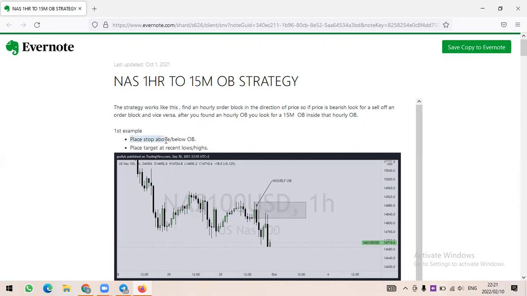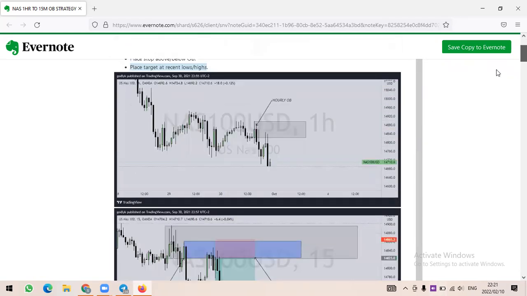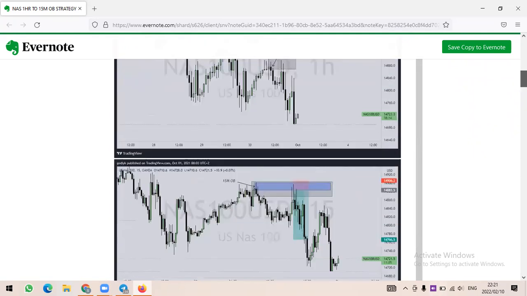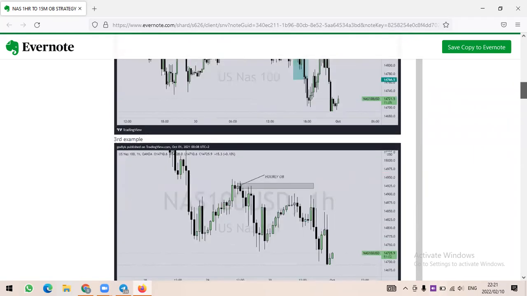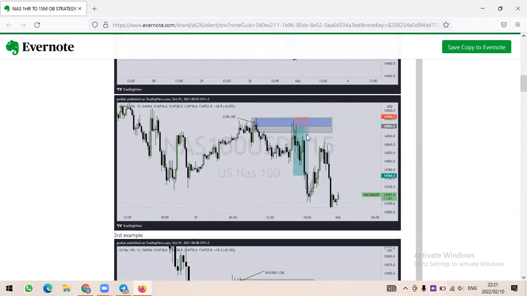You place your stop loss above or below the order block, depending on your bias, and you place the target at recent lows or highs. Okay, so it's just an example. Hourly order block, price comes back. We mark the 15-minute order block inside that hourly order block. Price comes back, boom, and our TP would have been at the most recent low.